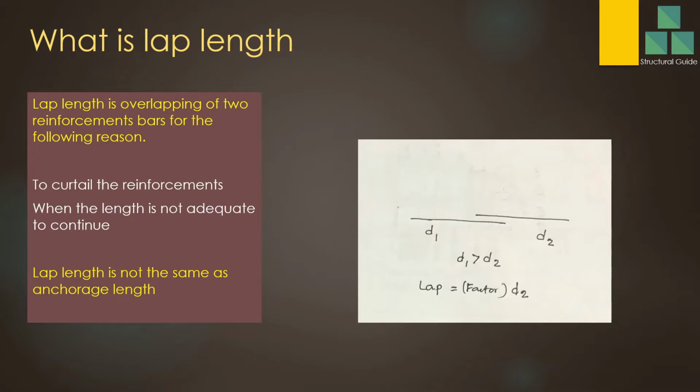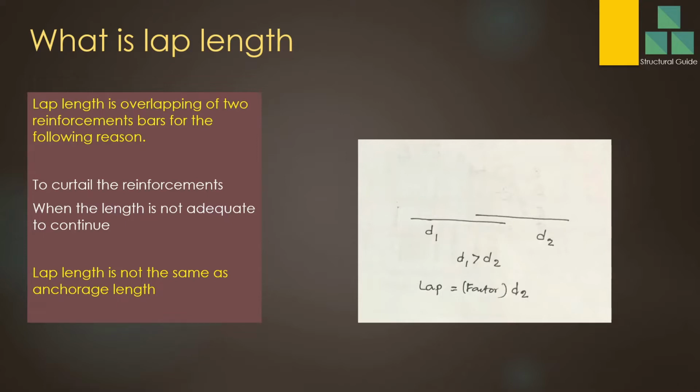Why do we do lapping? Mainly there are two reasons. To curtail the reinforcement, or when we can't continue the reinforcement bar, you can use another bar to continue. For example, reinforcement bars come in different lengths, based on availability. Generally, you may have 6 meter bars or 12 meter bars. If you have 6 meter bars, you can't continue the bar beyond 6 meters, so you need another bar to continue the reinforcement. In those cases we do the lapping. If the available size is 3 meters, even in that case, if you need to continue that bar, you have to have a lap there.